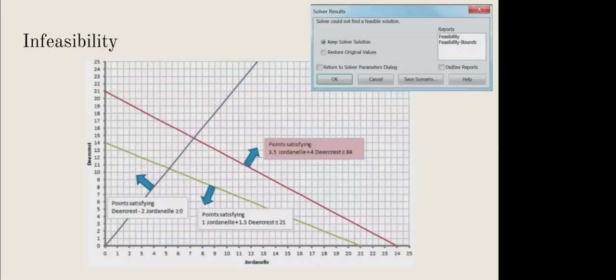And here we see a representation of infeasibility. Say the fabrication department requires at least 84 hours instead of less than 84 hours. Then the points that meet that constraint would be above the line and not overlap with any of the feasible regions of the marketing and finishing constraints. Therefore, this scenario is infeasible.